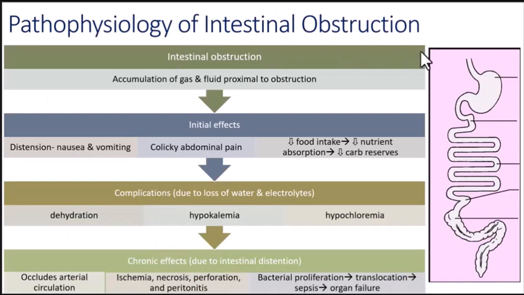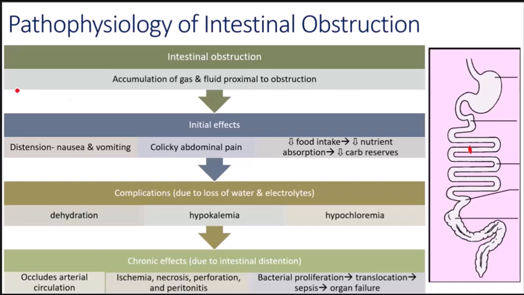Let's look at what could happen if there was not medical intervention when somebody had an intestinal obstruction. So if there was an intestinal obstruction, whatever the cause may be, it can lead to accumulation of gases and fluids proximal to the obstruction. So if the obstruction is, let's say, here, prior to that, in this direction, what we would see is the accumulation of gas and fluid that's occurring here because food can't get past this point.